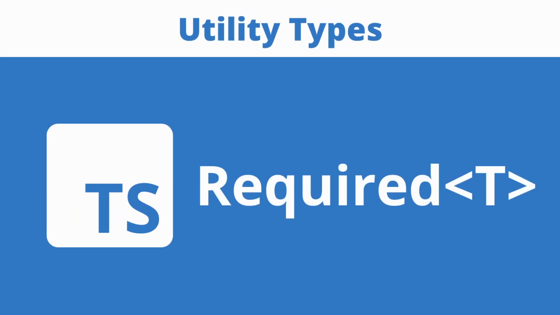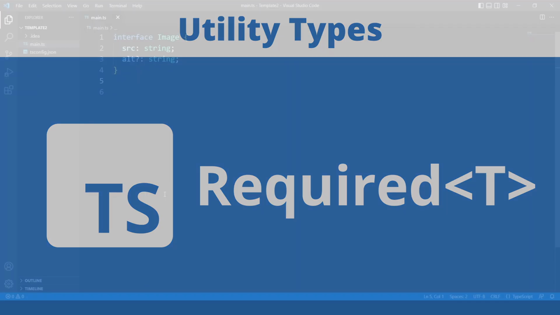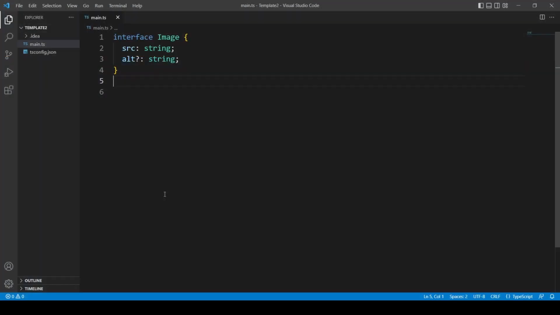Hello everyone, we are continuing with the TypeScript Utility Type series, and today we're going to go over the utility type Required. This one is the opposite of the type Partial, which I already have a video about, and the link is in the description. So, let's say you have this interface Image.